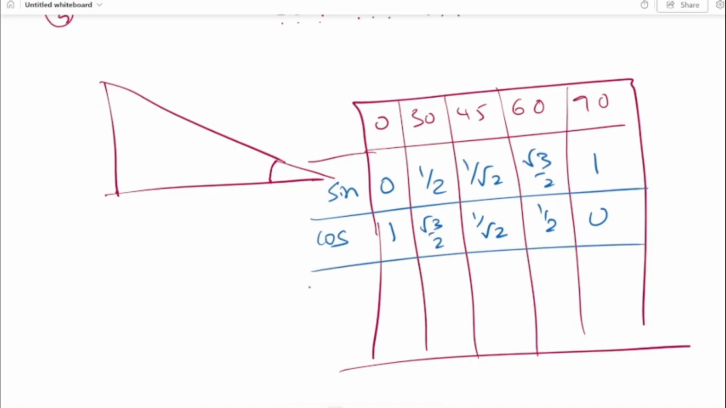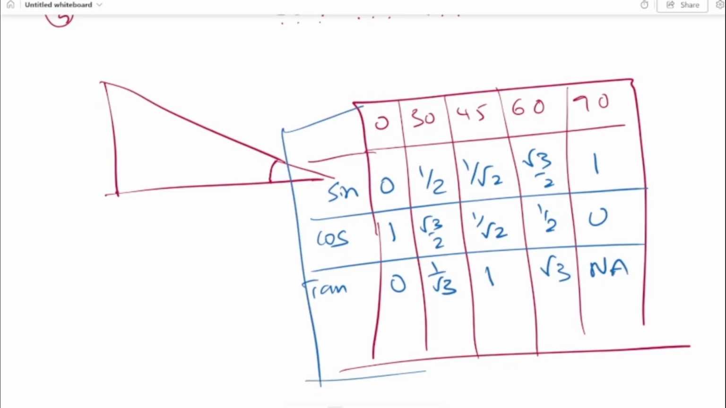Tan. Tan is sine over cos. 0 by 1 is 0. This is 1 by root 3. Cancel off 1, root 3. This is undefined. This table, I suggest you remember this.